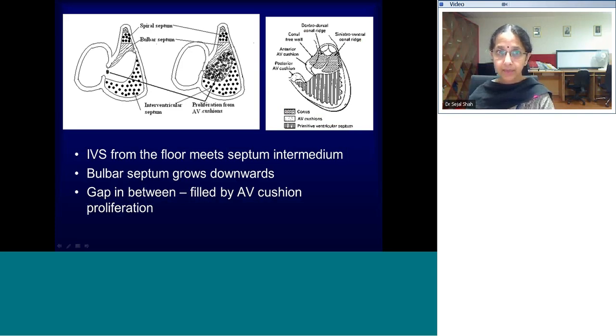Simultaneously you have the bulbar septum, which is situated near the bulbus cordis and grows down. Then there is a gap in between, which is filled up by the proliferation of the atrioventricular cushion. So practically there are four things contributing: the interventricular septum from the floor, the bulbar septum from the top, the AV cushion, and the proliferation of the AV cushion.